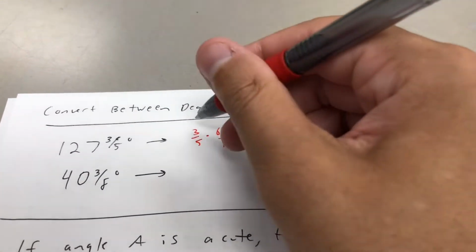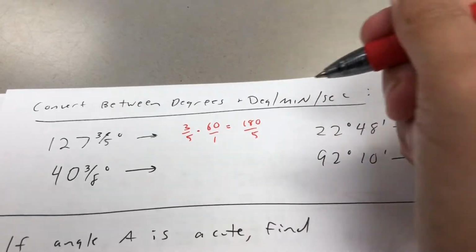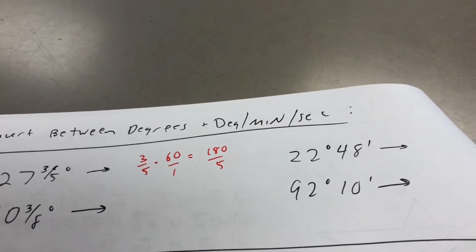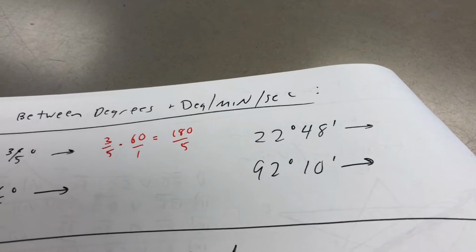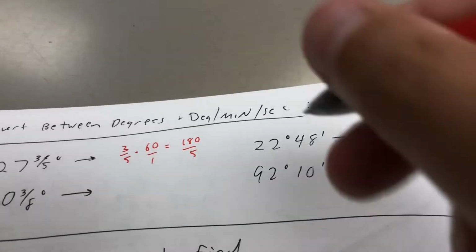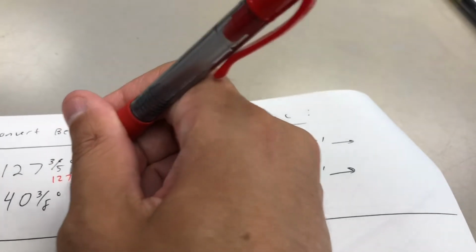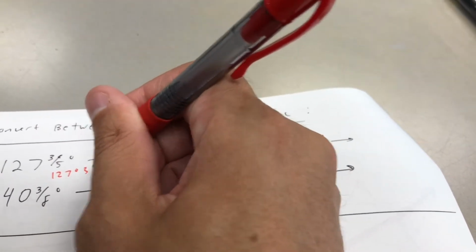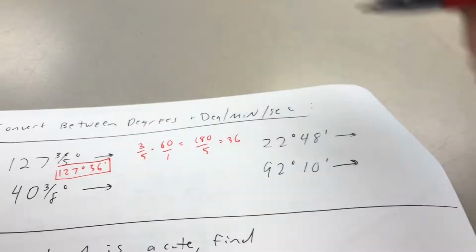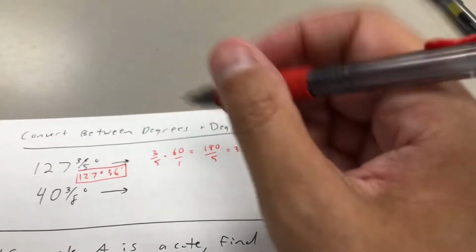And there are lots of different ways you can do that. You can get 180 over 5, and then you can go ahead and divide that out. It's actually a little bit quicker. That ends up being 36, by the way. So it ends up being 127 degrees and 36 minutes. Hopefully you've seen this in previous courses.